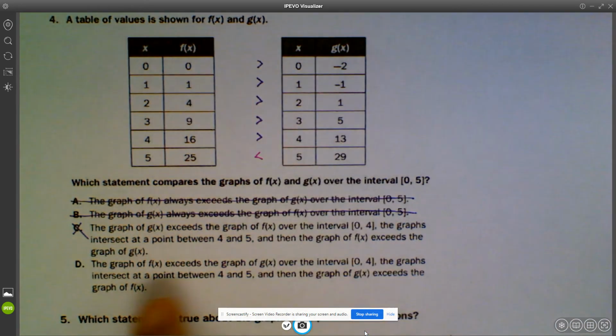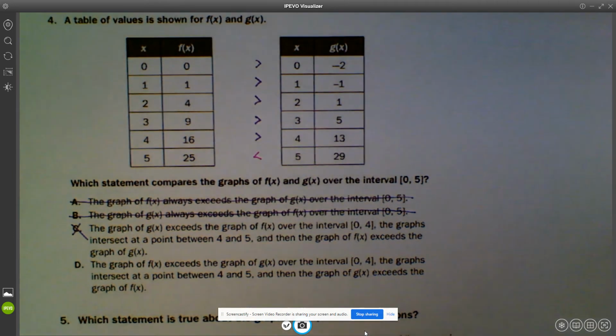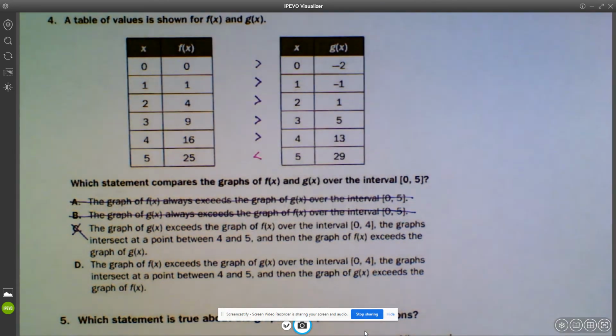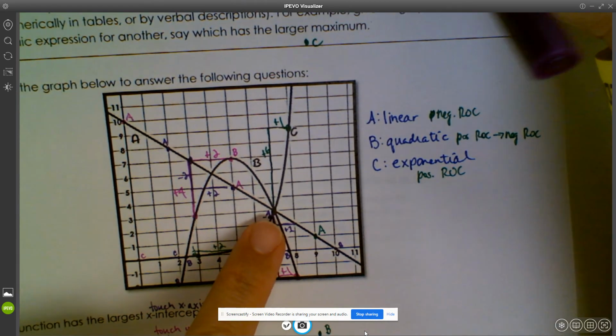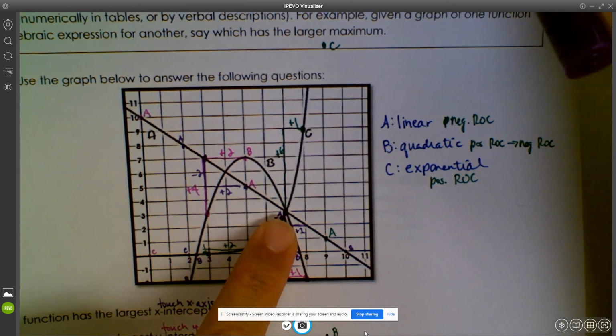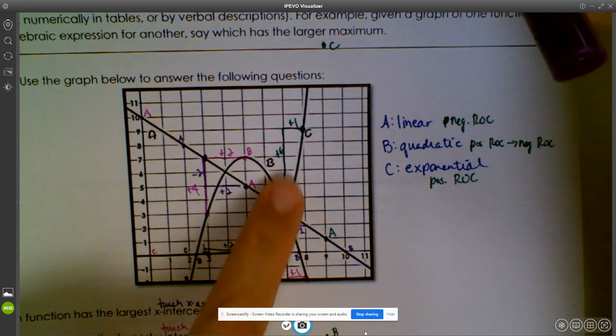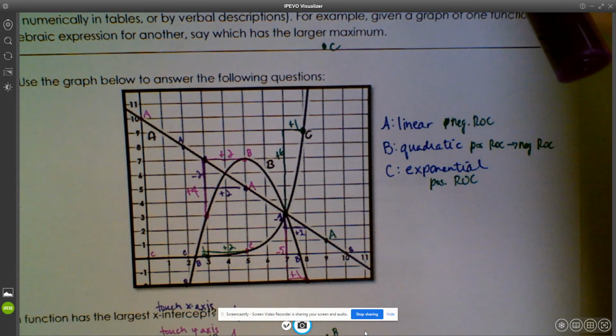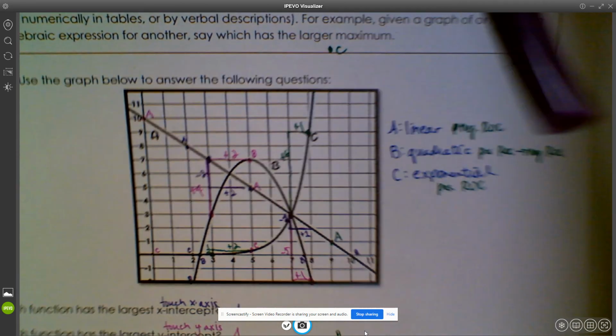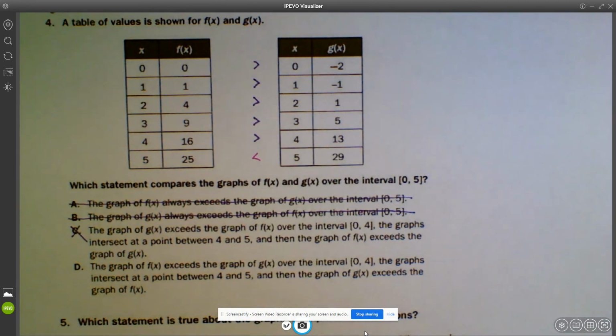Yes. The graphs must intersect at a point. How would you know that? Well, look at what happened on this one. Remember here, once you meet at some point, you have the same y values. Well, then suddenly your order of y values may change. So in order for one to overcome the other or exceed the other, they have to meet at some point.